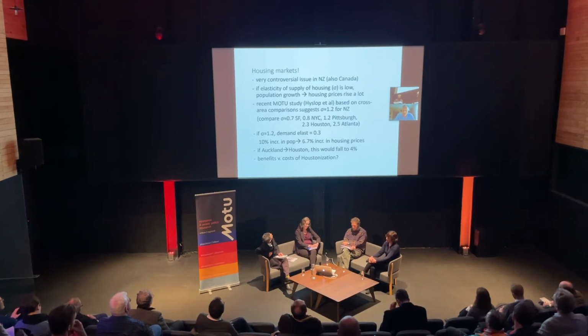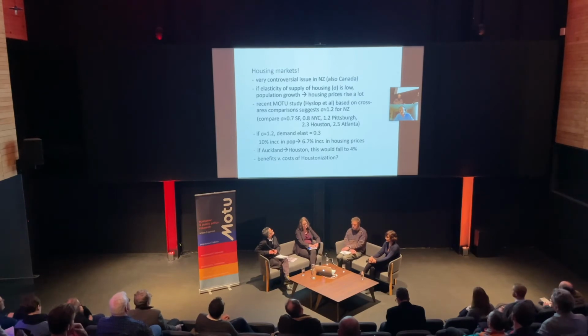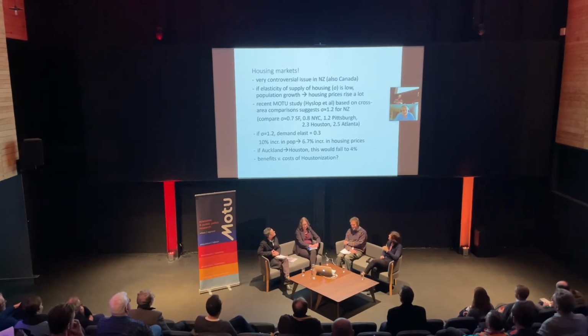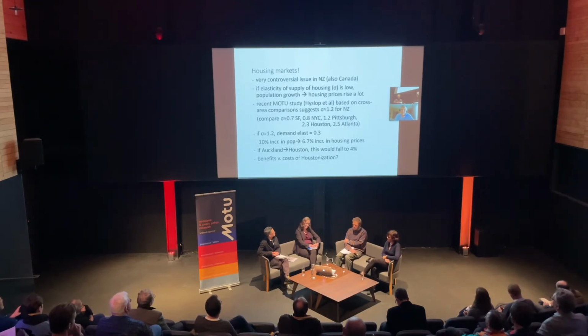And the Motu study that Hislop et al. have done is suggesting that the elasticity of supply is a number like 1.2 in New Zealand. Now, interestingly, I did some homework and compared that to a bunch of other cities in the US using a benchmark study that has looked at this issue in the United States by Albert Saiz. And the worst case scenario in the United States is San Francisco, where, as anybody who's ever visited knows, you can't really build another house. It's kind of like Wellington, only slightly bigger. You can't really build any more houses there because it's on hills and so on. So that has an elasticity of only 0.7. Pittsburgh is the same as New Zealand, 1.2. And then the really elastic supply places are Houston and Atlanta, where housing can expand really quickly.